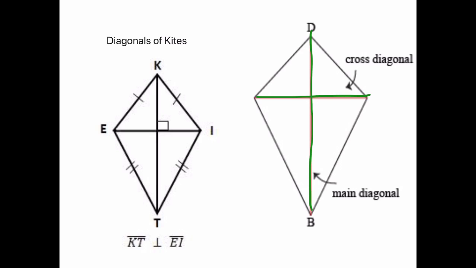And the important part to remember about the diagonals of kites is that they are perpendicular. So whenever you have a kite, its diagonals always meet at a right angle. So remember, that means that all four of these angles are right angles.